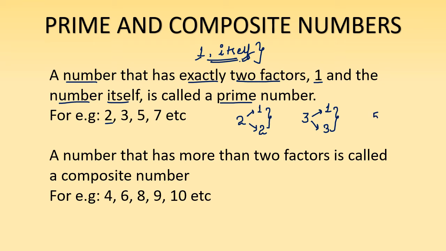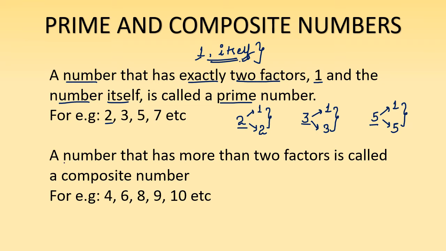5 is divisible by 1 and it is divisible by 5. There is no other number by which we can divide 5 completely. Thus, 5 also has only two factors, that is 1 and 5. Therefore, we can say 2, 3, 5, all the three numbers are prime numbers. There are many more prime numbers which are only divisible by 1 and itself.